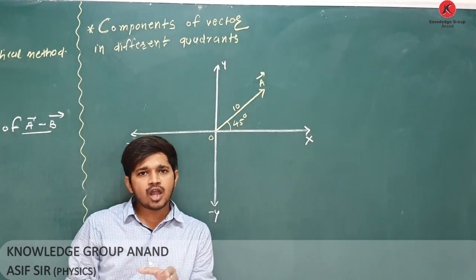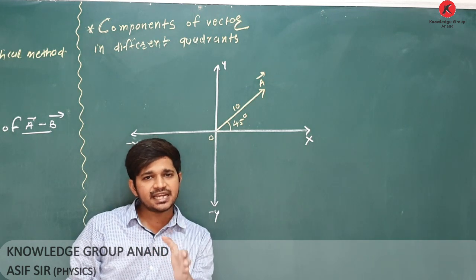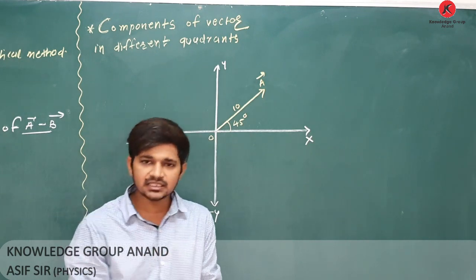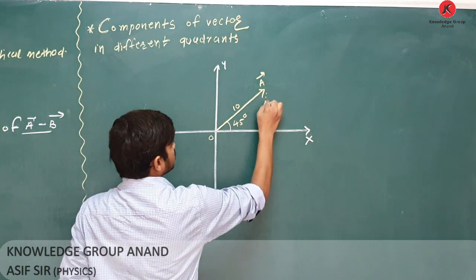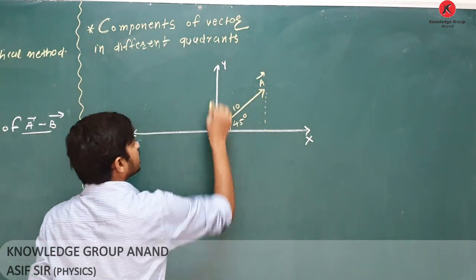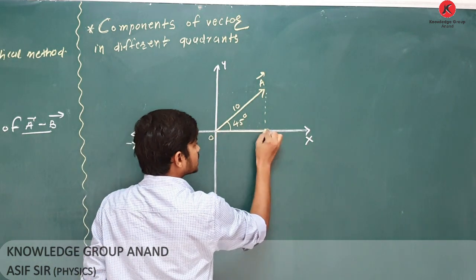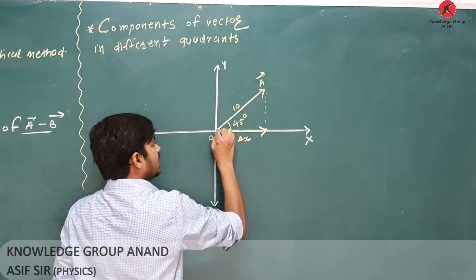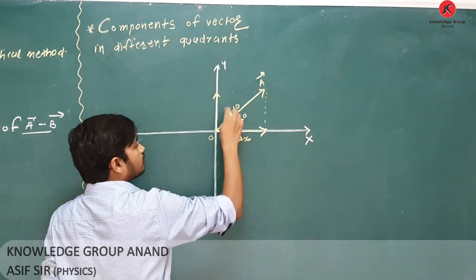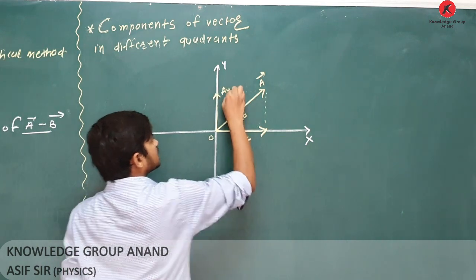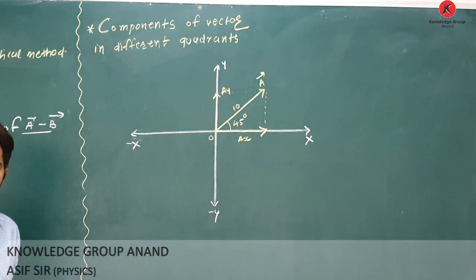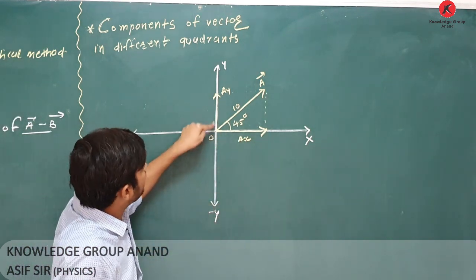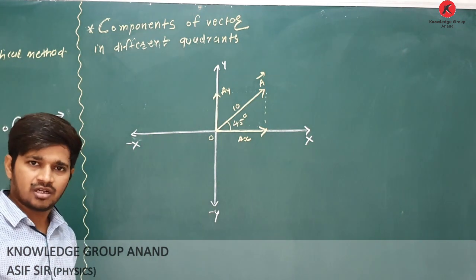First of all, you have to draw the vector. From the vector's head and tail, you have to draw projections on the x and y axes, like this. See, if it is vector A, its projection on the x-axis is the x component of the vector, that is Ax, and its projection on the y-axis is the y component, Ay. Clear about this? Now see, Ax is in the positive x direction. Ay is in the positive y direction. Yes or no? Yes.